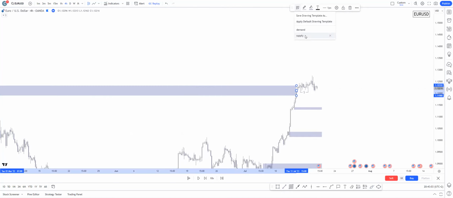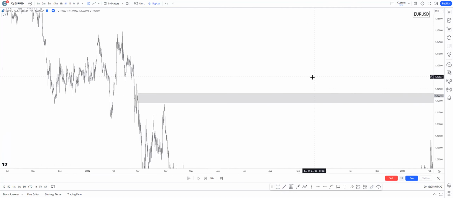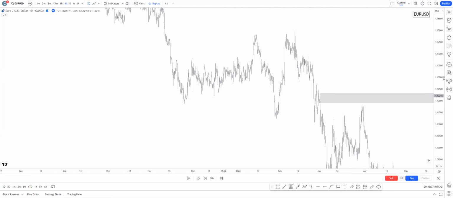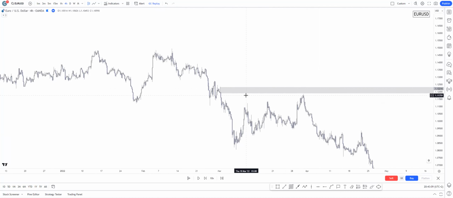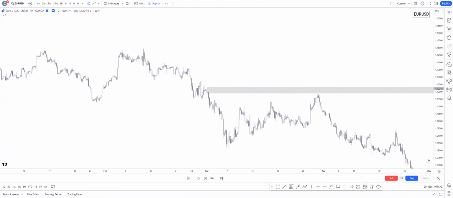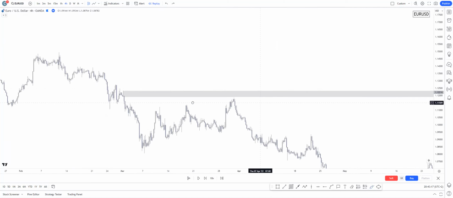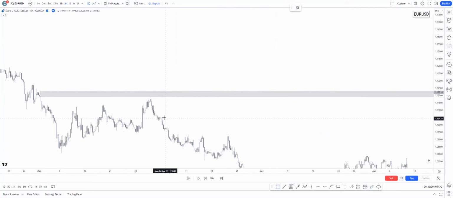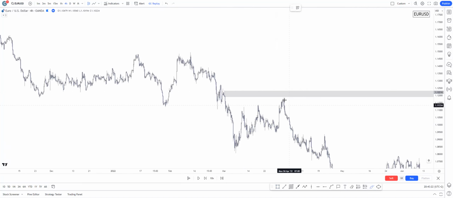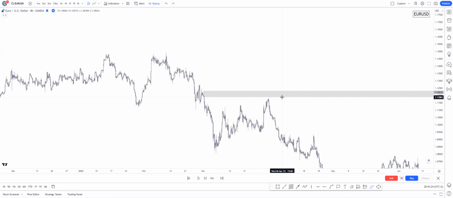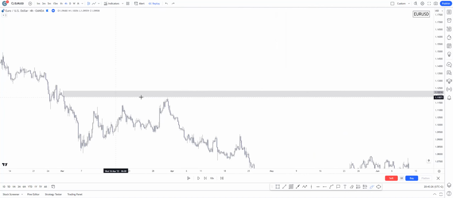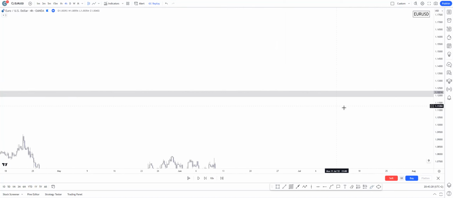Okay, this is where the 4-hour supply has been mitigated. Let me take a look at it once again. Technically, this supply has caused a break of structure here to the downside on the 4-hour time frame. Also, there was a supply area which was the origin of this whole movement. I will stick to this supply area.